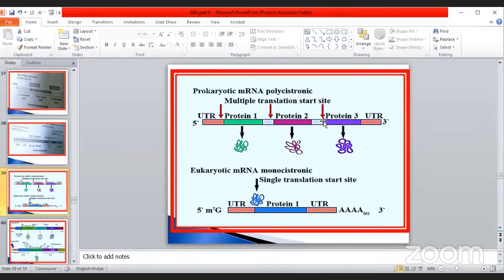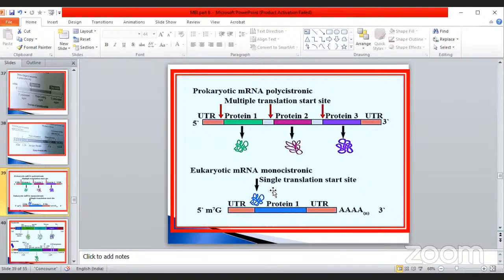Monocistronic mRNA is mostly present in higher organisms such as eukaryotes. In the polycistronic category, multiple translation start sites are present. In monocistronic mRNA, only one translation start site is present. That's all. So it is the opposite of the eukaryote.